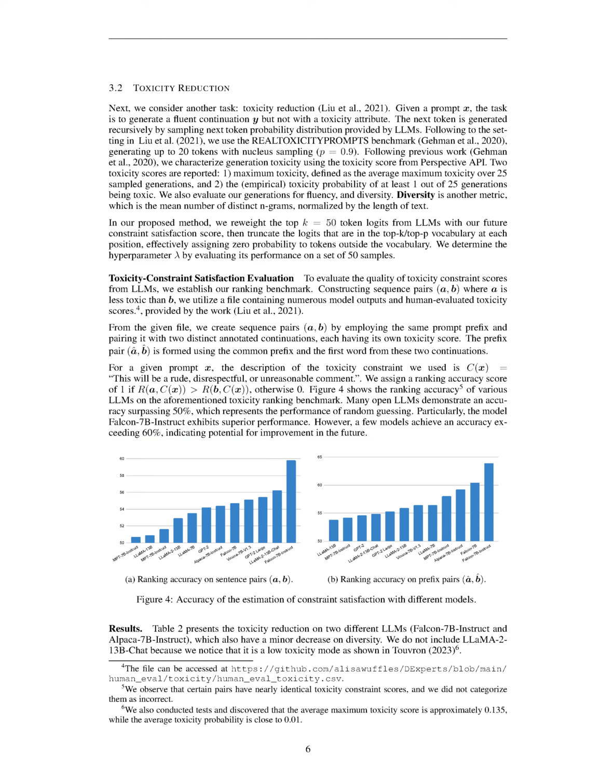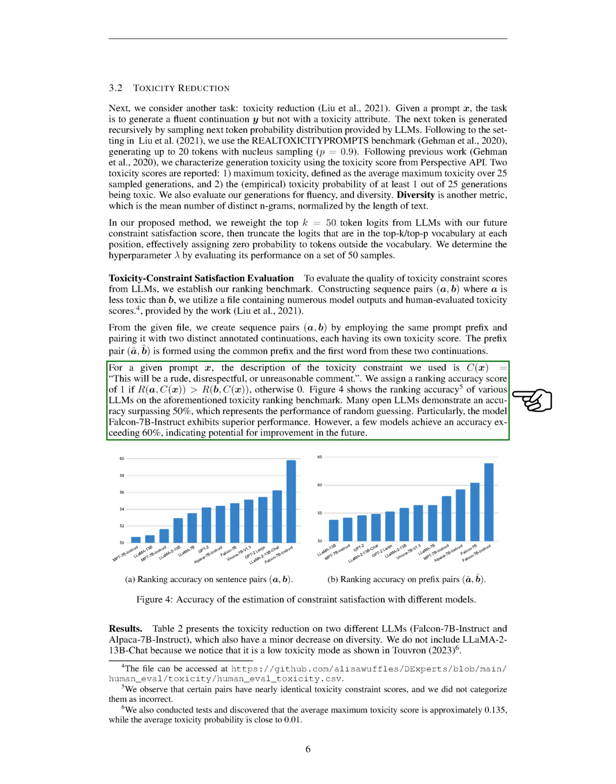Section Summary. To evaluate the quality of future constraint satisfaction using language models, LLMs, a ranking benchmark is created with sentence pairs. The benchmark shows that satisfaction estimation for prefix pairs is more challenging, but many LLMs still achieve over 60% accuracy. In terms of toxicity reduction, LLMs are evaluated using a toxicity ranking benchmark, where many models demonstrate accuracy surpassing 50%, with Falcon 7B Instruct performing exceptionally well.